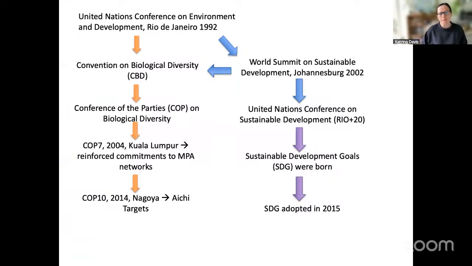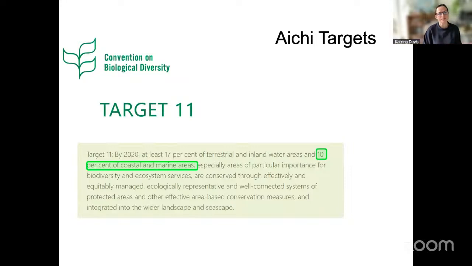Okay, so that was the Sustainable Development Goals. On the other side, not so much in the sustainable development area, but in the Convention on Biological Diversity, our policy focus on biological diversity. We had our Conference of Parties, COP7, in 2004 in Kuala Lumpur, where we reinforced some of our commitments to marine protected area networks. And it was in COP10 in Nagoya in Japan where we got our Aichi targets. These are the very popular, charismatic targets which have now been replaced. But at the time they were saying once again that they wanted to preserve at least 10% of coastal and marine areas by 2020, and 17% of terrestrial areas.